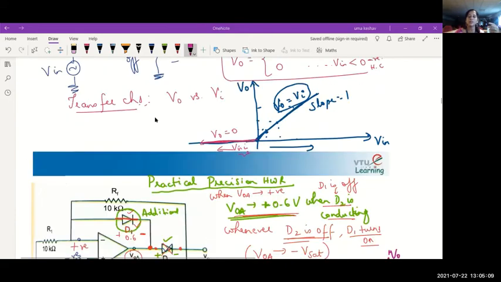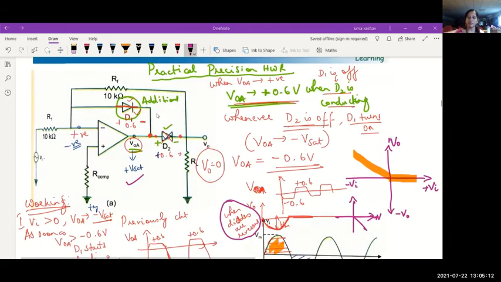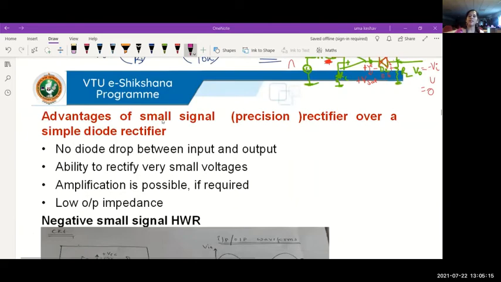Okay. So this is about the various half-wave precision rectifiers. The advantage of half-wave precision rectifiers over a simple diode rectifier is that there is no diode drop between the input and output. That means if the input is 100 millivolts, the output peak will also be 100 millivolts. I'll not get it as Vm minus 0.6. The diode drop will lessen the output in a normal rectifier. It won't happen like that in the precision rectifier. I already told you that. And its ability to rectify very small voltages is another advantage.